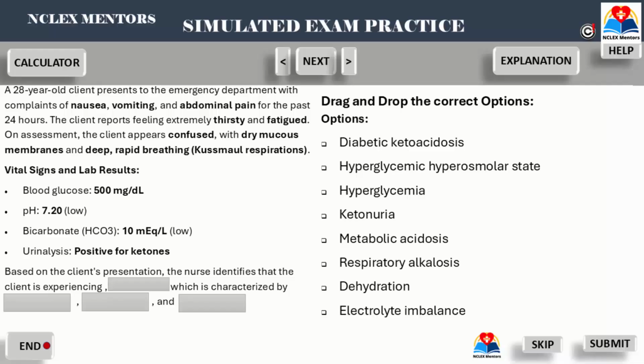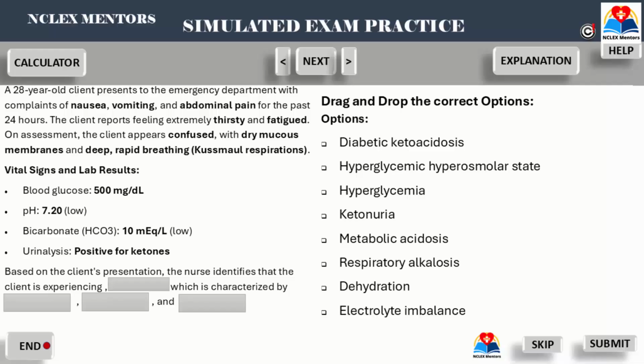Now here's the key part. Let's look at the lab results. Blood glucose, 500 milligrams per deciliter. That's very high. pH, 7.20. That's low, meaning the blood is becoming dangerously acidic. Bicarbonate, HCO3, 10 milliequivalents per liter. Also low, showing the body's buffer system is failing. Urinalysis, positive for ketones. That's a clear sign the body is breaking down fats for energy.